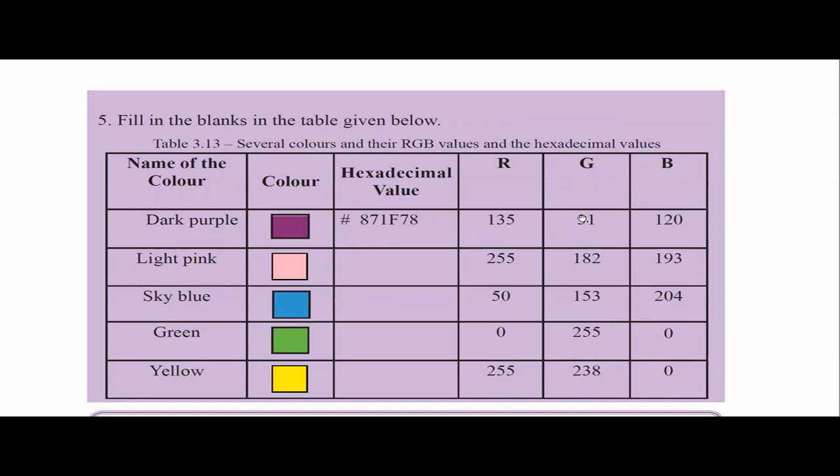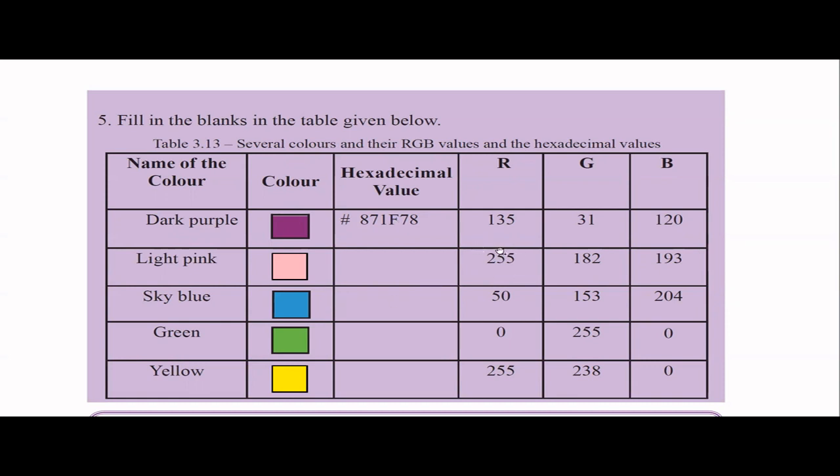For example, 31, you divide by 16. When you divide by 16, you will have 1 and 15 remaining. Then you again divide 1 by 16, then you get 0, with a 1 remaining. So 1 and you get 15. So 15 is F. That is how 1F has come. Understood? So I will put the answers.